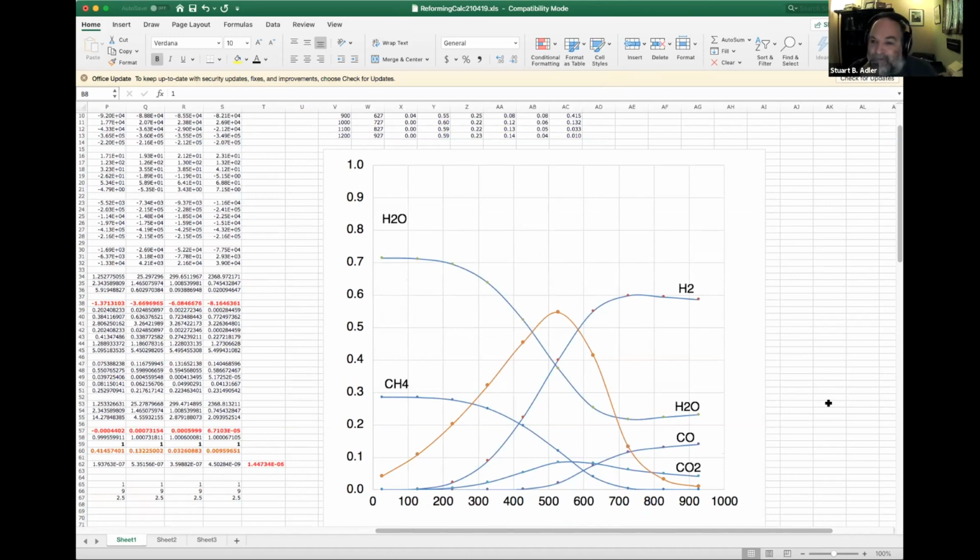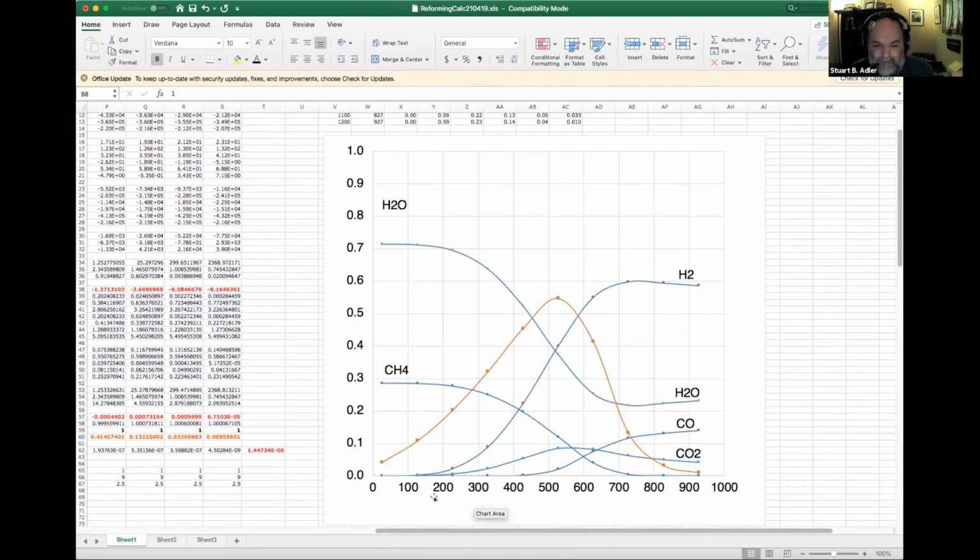So this is the result of this calculation. And what you can see, if I remember, this is equilibrium. So there's no kinetics here. I'm just saying this stuff, I feed it in, I let it come to equilibrium. And one of the things you'll notice right away is if I'm at room temperature down here, so this is temperature in centigrade, I think.